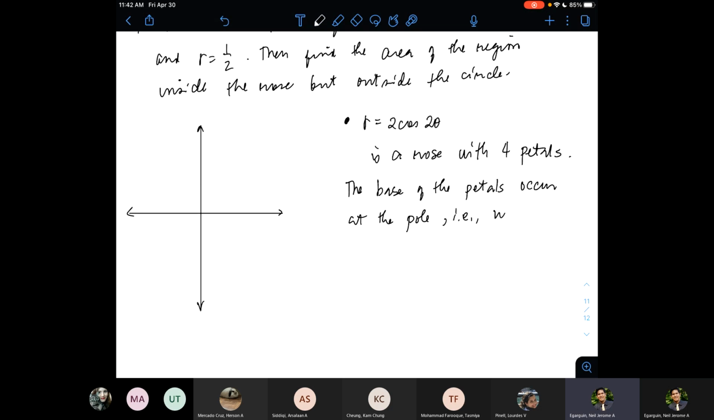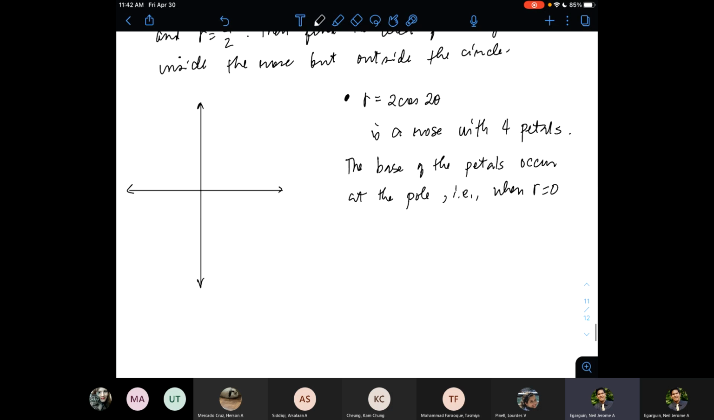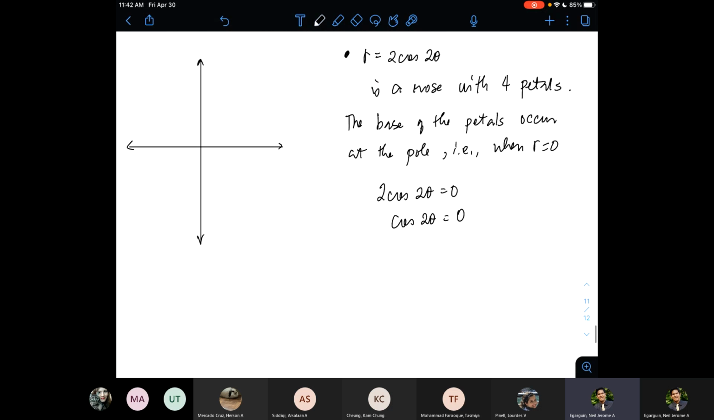That is when r is equal to 0. So it would be handy to know where are the bases of the petals. I mean, we know that that would be at the pole, but it would be nice to know what are the theta values wherein you are at the pole, or at the base of the petals. So to find that, we know that it would be at r equals 0, so plug in r equals 0 here. So we'll have 2 cosine 2 theta equals 0, cosine 2 theta equals 0. And then here, what are the angles 2 theta whose cosine is 0?